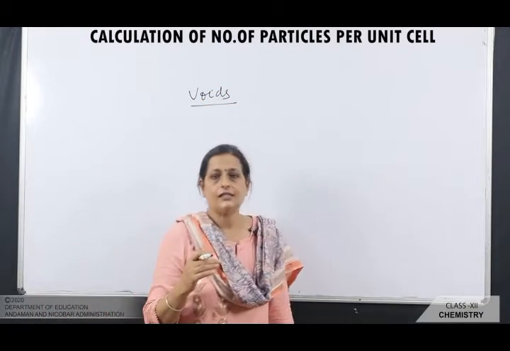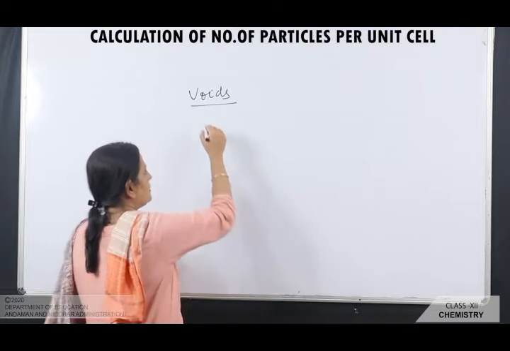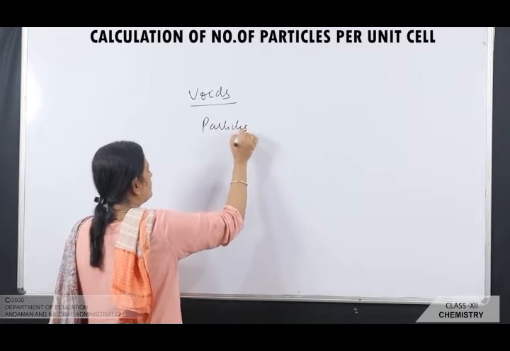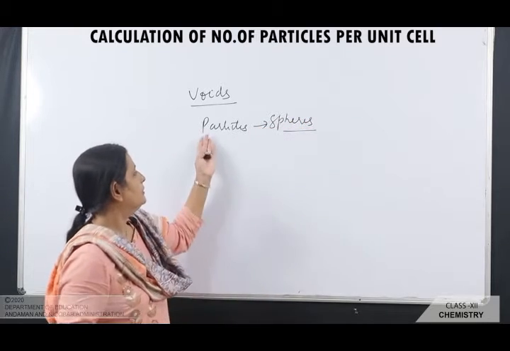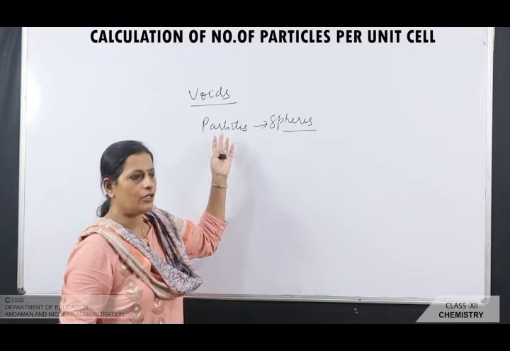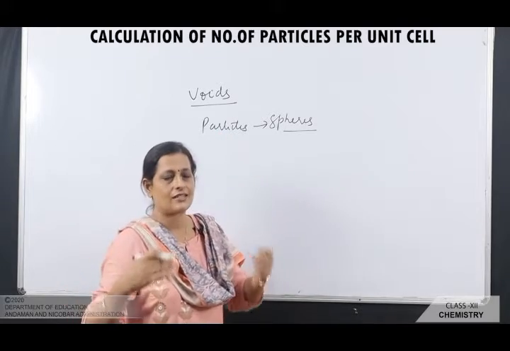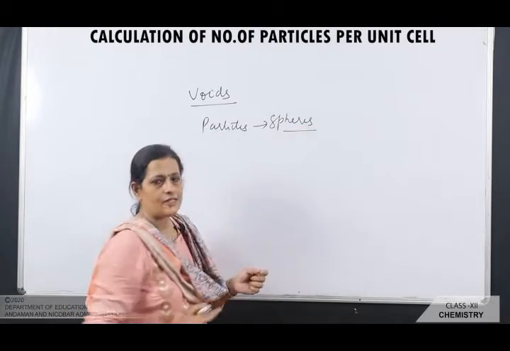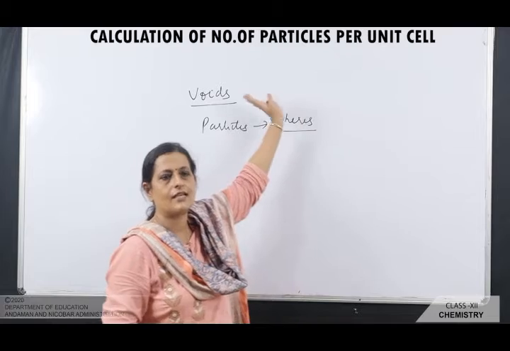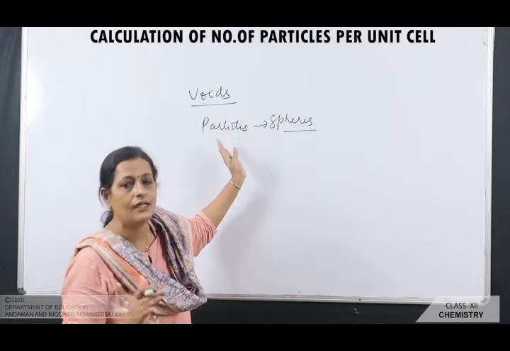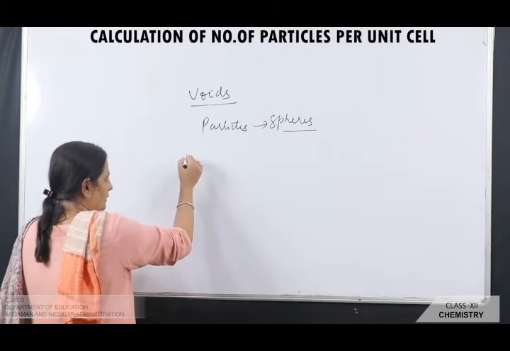Now what is a void? Void is the space between the constituent touching particles. Now here, instead of using the word particles, I'm going to use the word spheres. Why? Because in the beginning itself we have told you, the particles, that is atoms, molecules or ions, we know they have got spherical shape. So instead of using the word particles, we'll be using the word sphere. So what is a void? The space between the touching spheres is known as void. Spheres here is nothing but the particles. And what are the particles? Atoms, molecules or ions. Now see here, I'm drawing.